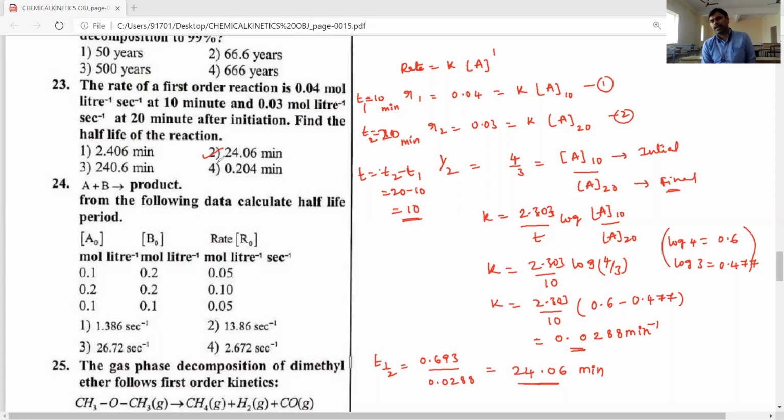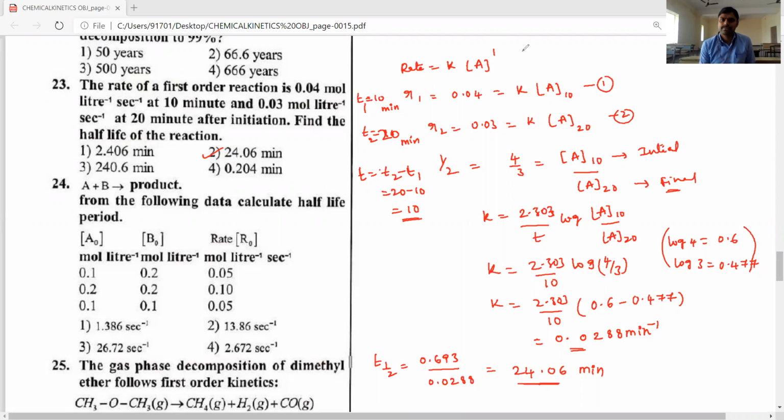For calculating its half-life period, they have not given the K value directly for the first order reaction, so we have to find that K value from the time interval of 10 to 20 minutes. The time interval is 10 minutes. At the initial time of 10 minutes and the final time of 20 minutes, the ratio of the reactant concentrations is 4 by 3. According to that we find the K value, and by using that K value we find the half-life period.